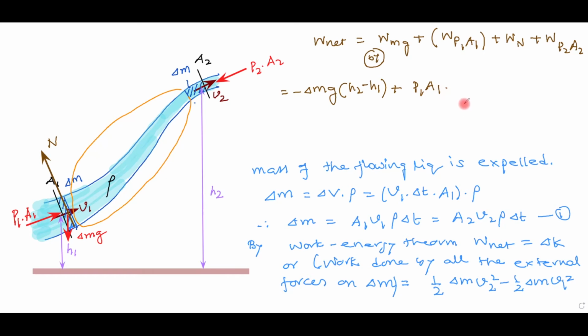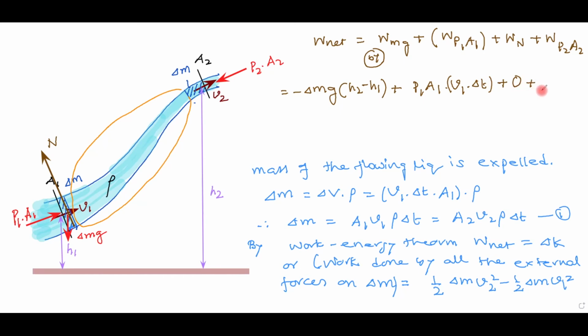P1A1 is the force, multiplied by the displacement in del t seconds. The velocity is v1, so the displacement is v1 into del t. So force into displacement. This particular work is positive because force and displacement are in the same direction. The work done by the normal force, the net force exerted by the wall of the pipe, is 0 because it acts perpendicular to the displacement. Displacement is along the length of the pipe and the normal force is perpendicular to the length of the pipe. So this work is 0.